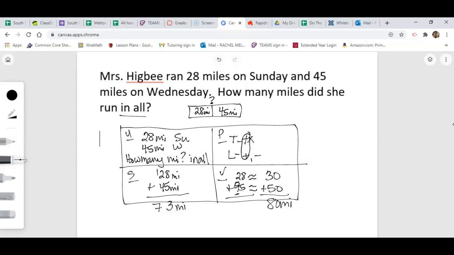Is 80 close to 73? Yeah, it's relatively close, and I can see that I rounded both of my addends up, and since they were both rounded up, this is an overestimate. So 73 has to not only be close to 80, but it has to be less than 80 because 80 was an overestimate. And of course they could do the opposite operation and subtract and get their original addend right there. So multiple ways that they can check for reasonableness here.